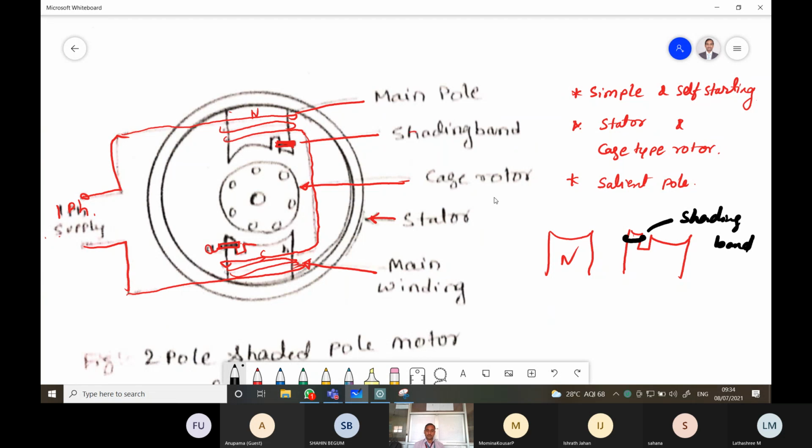So this is a very small part, represented by A, the small part shown in the figure. This part is called the shaded pole part. This is another part of the pole, called the unshaded part. So this is the unshaded part, and this is the shaded part. The pole is divided into two parts: one is the shaded part, and the other is the unshaded part.